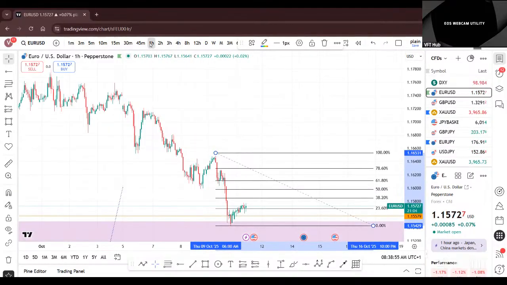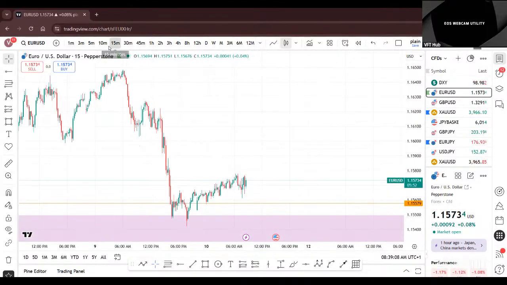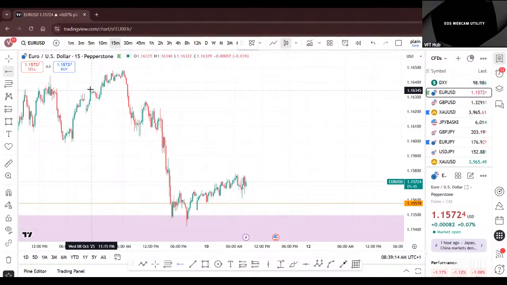And on the 1-hour time frame also, pretty much the same thing. Once price retraces into this 61.8% fib level, I'm willing to take the short on Euro USD. Let's see if there are entries on the much lower time frames, such as the 15 minutes time frame.